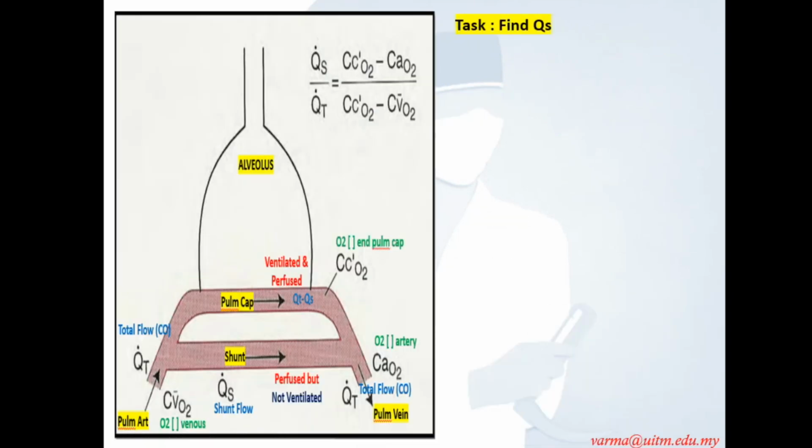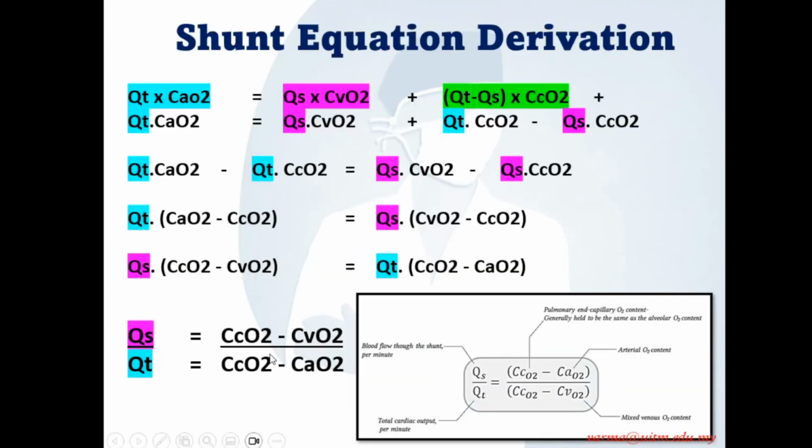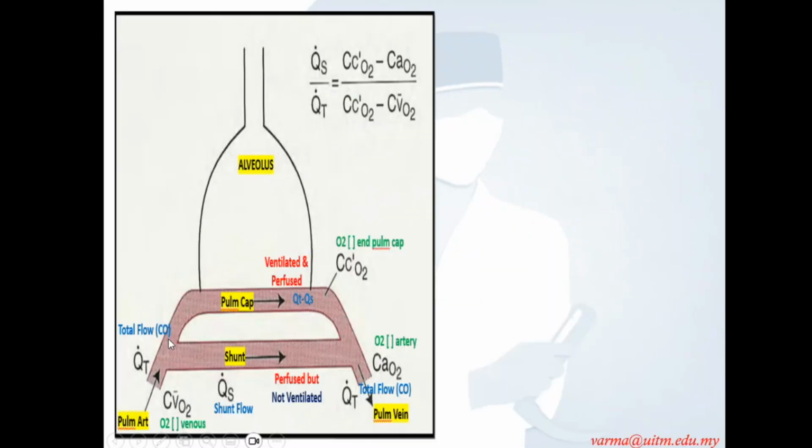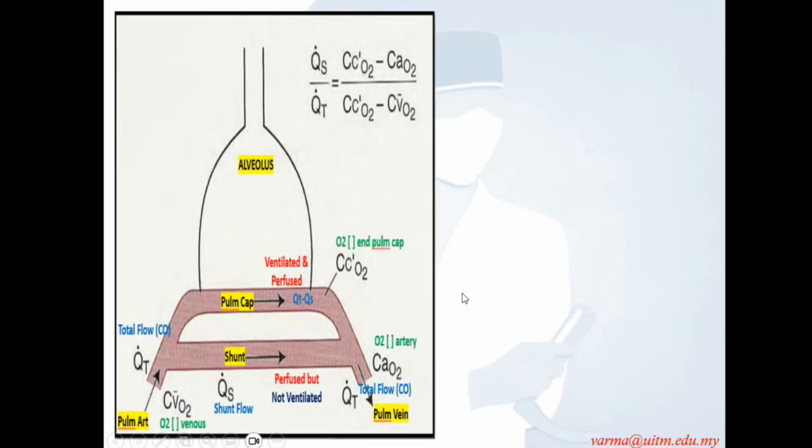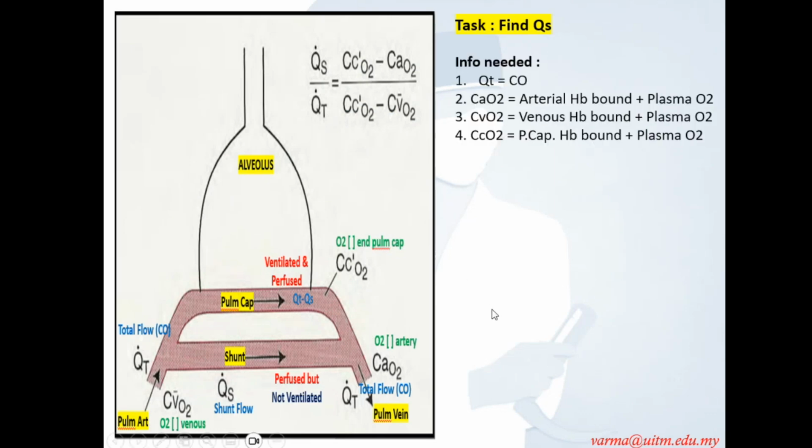So again, we come back to this. We have this equation now. We have already derived this equation. So how are we going to calculate the shunt fraction now? The task is to find the QS. We will know our QT because that equates to our cardiac output. QT is cardiac output. But we have to find what the shunt is here. Once we have the shunt value, we can put it over, QS over QT, and we get the shunt fraction. So the info that we need is QT. QT we know, cardiac output.